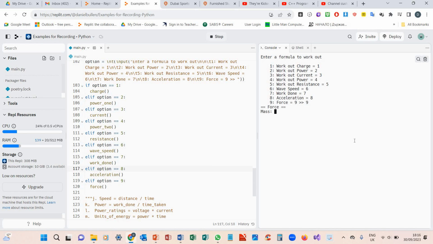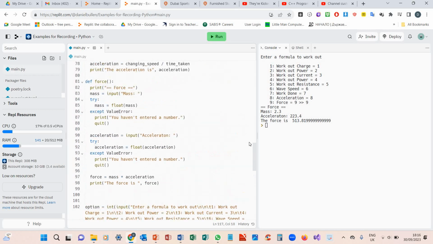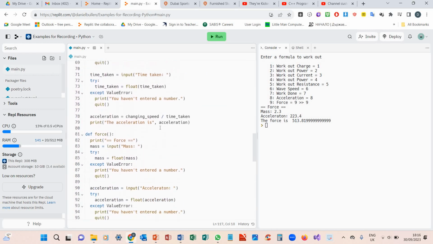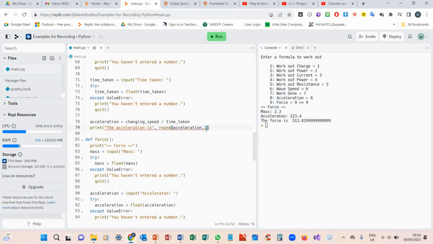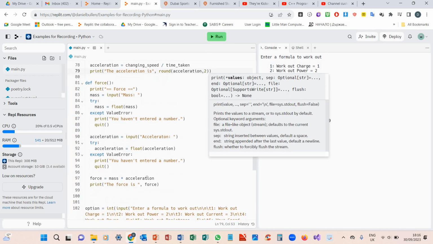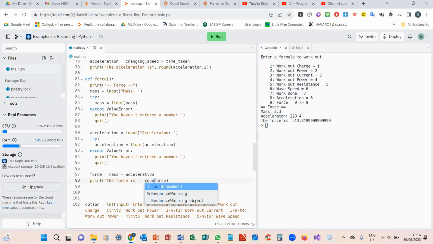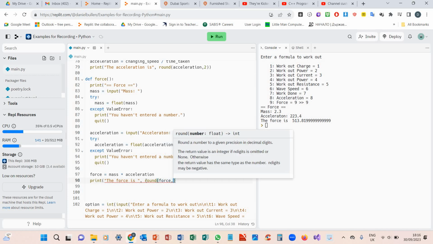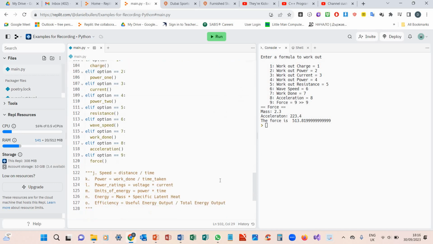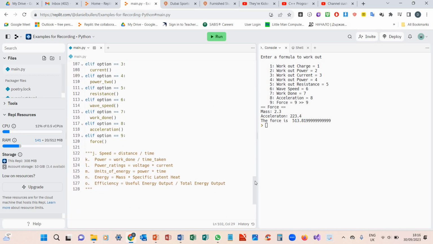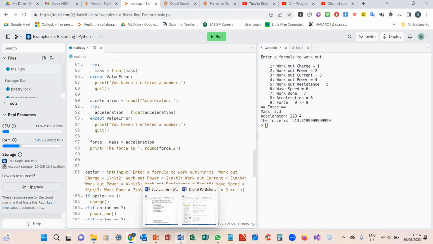So let's try force. And there we go. And what we're going to do, you guessed it, is use the round function to 2 decimal places. And it's good to use the round in a task like this because it's showing that you can do different functions. We've just got 6 more to go in a big one like this.